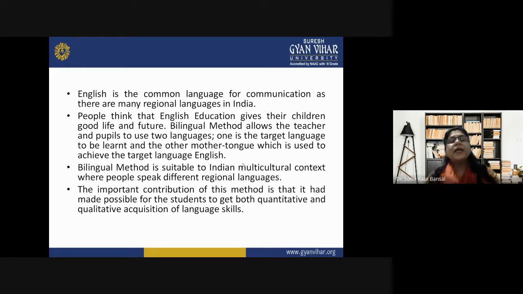So students, the bilingual method is suitable to the Indian multicultural context where people speak different regional languages. There are many religions in our country, and different religions and different regions are here. So people are not using one language all over India. They are speaking different languages. So the important contribution of this method, the bilingual method, is that it has made it possible for the students to get both quantitative and qualitative acquisition of language skills.